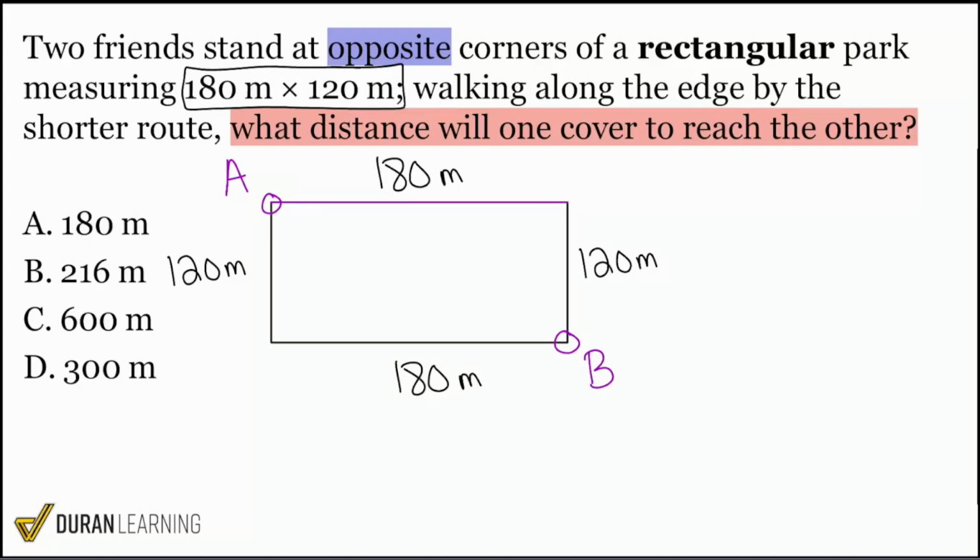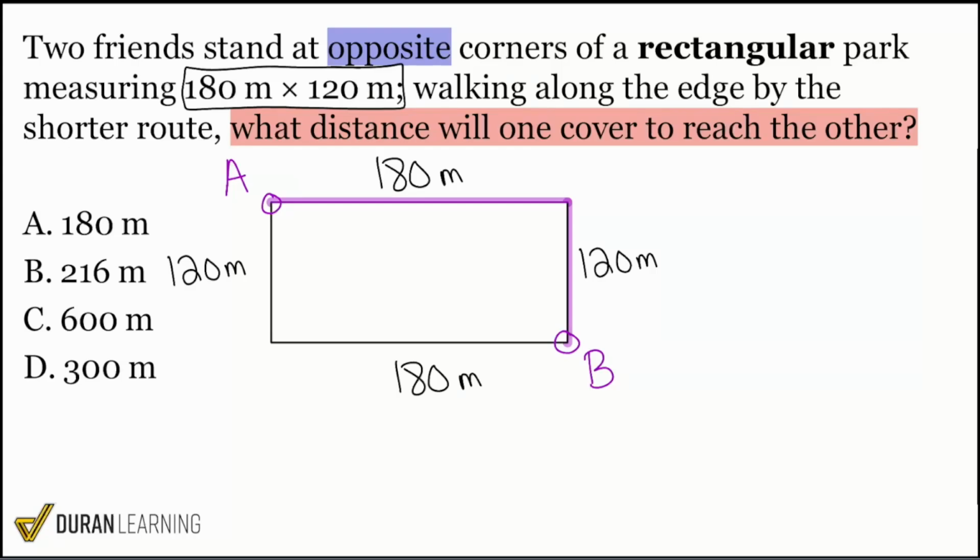Let me change the color of this highlighter. We're going from here to here and then here to here. So everybody, quick question. I know it says walking along the edge, but are we calculating the entire perimeter? Are we doing the entire perimeter? Correct. We are not. We are not doing the entire perimeter.